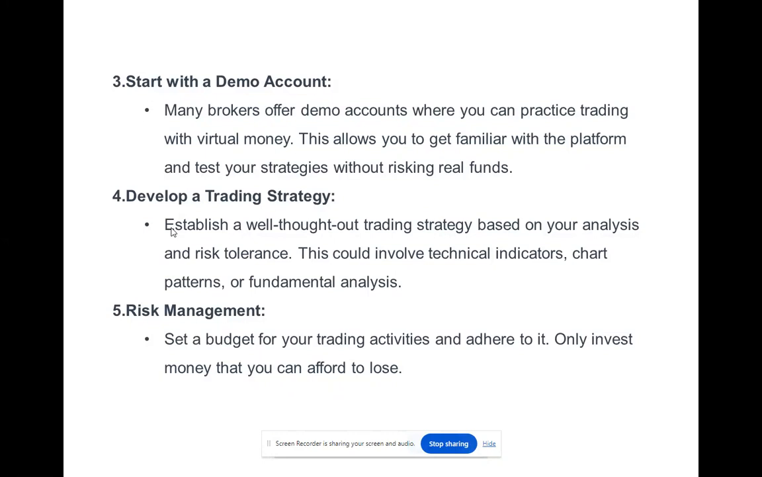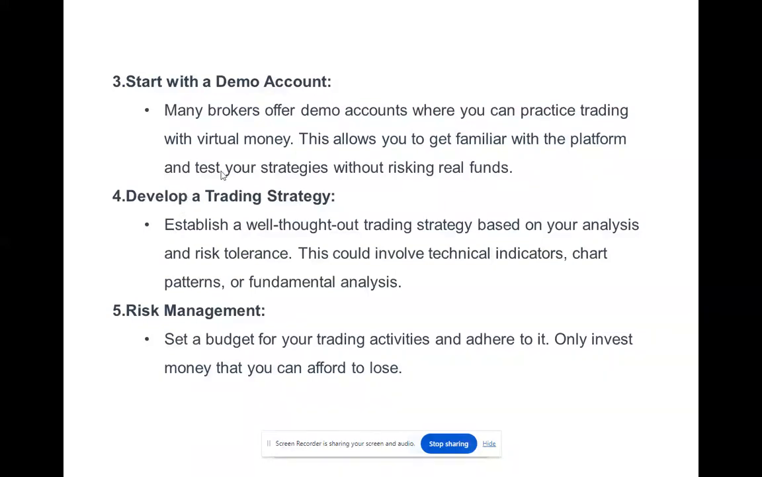So you must set your budget for your trading activities. Today I'm going to make $10. Tomorrow I'm going to make $20. Just like that, you must learn how to manage your trading account. That's what we call risk management. Do not invest what you cannot afford to lose. Only invest the money you can afford to lose.